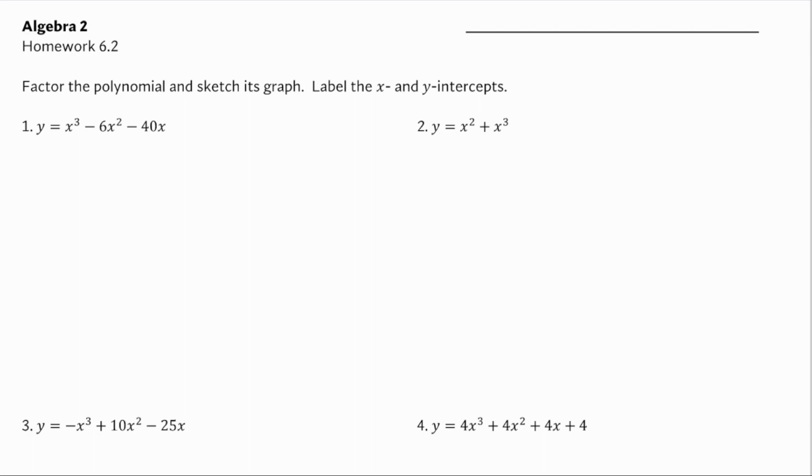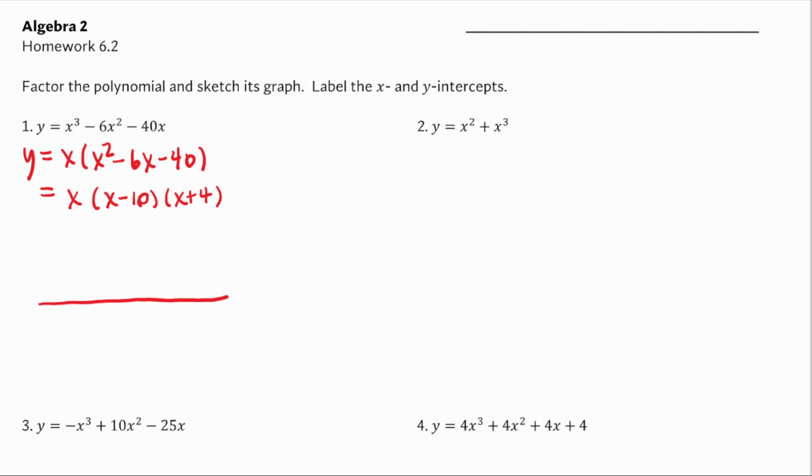So the first thing I'm going to need to do is look at this and see, is there a greatest common factor? And there is. I can factor an x out of all three terms. And then I can factor a little bit more. X times, okay, looking for two numbers that multiply to negative 40 while adding to negative 6. I'm thinking negative 10 and positive 4. Okay, so I've got it fully factored, and I'm ready to sketch the graph now.